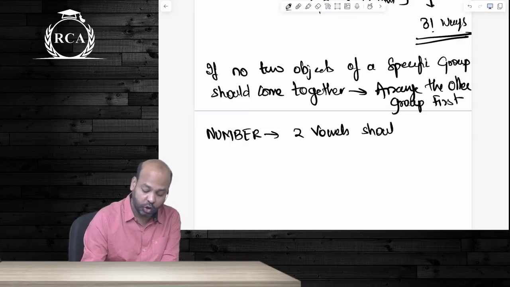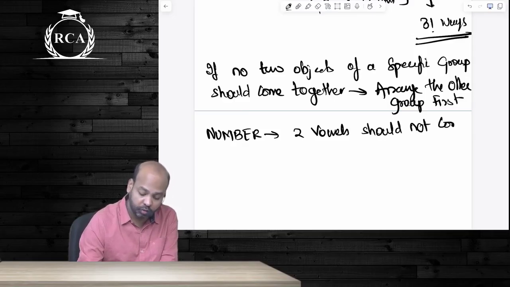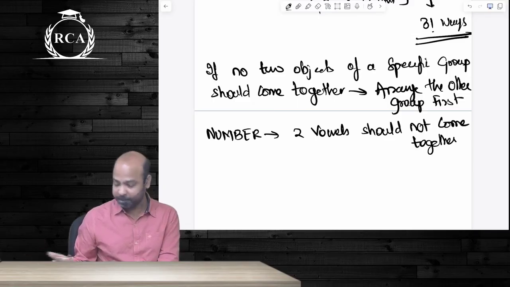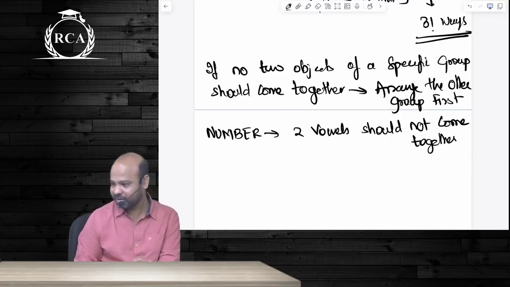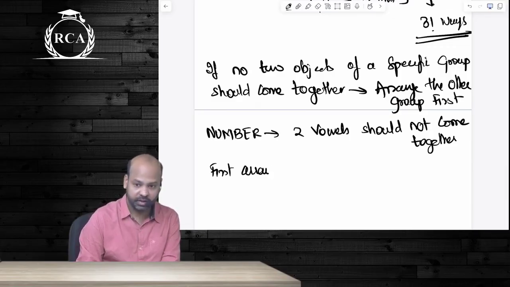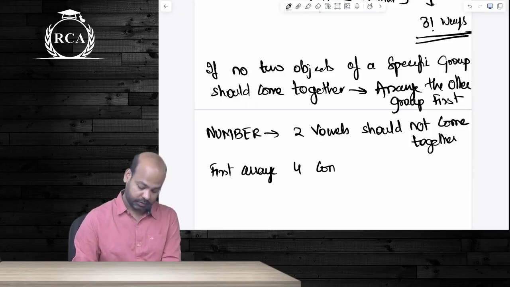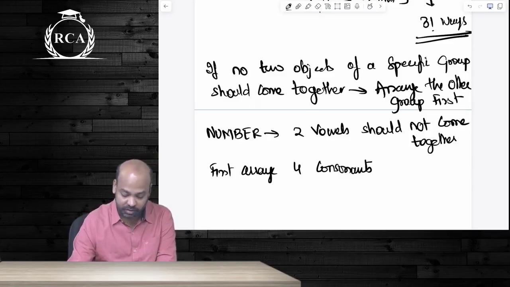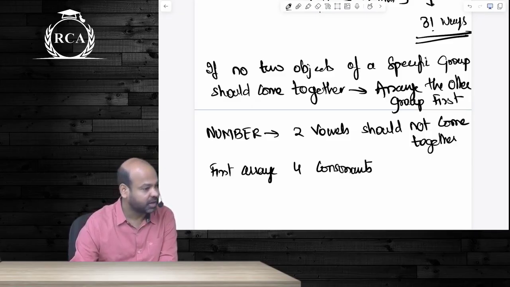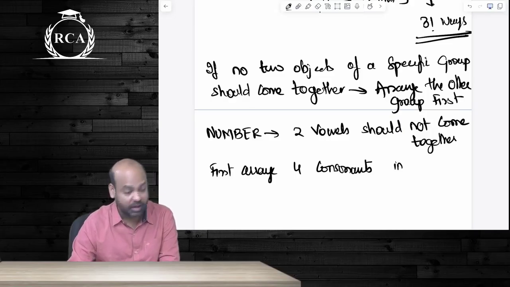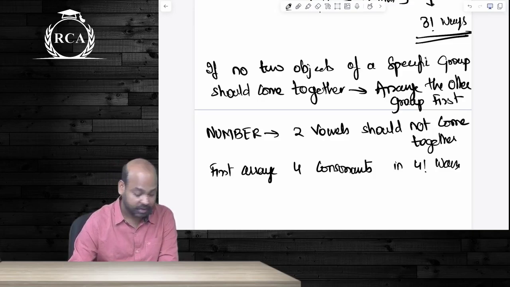2 vowels should not come together. If the 2 vowels should not come together beta, you first arrange consonants. You first arrange N, M, B, R. First arrange 4 consonants, guys. And how many ways will you be able to do it? I'm giving you the entire exam's questions today. All of these cases are coming in the exam beta today. In 4 factorial ways. Yes or no beta?